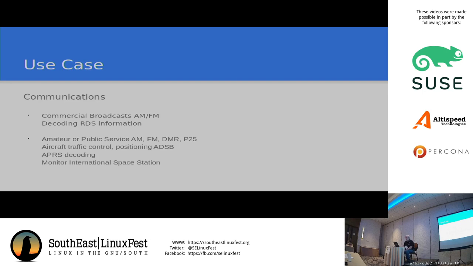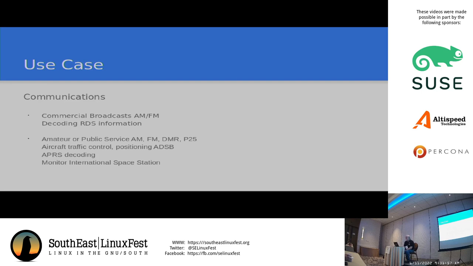The other big use is amateur radio or public service listening in on AM, FM, DMR or P25 signals. P25 is used pretty commonly in fire rescue and police radio. So there are people that have written plugins for the software to be able to demodulate DMR and P25 digital signals.